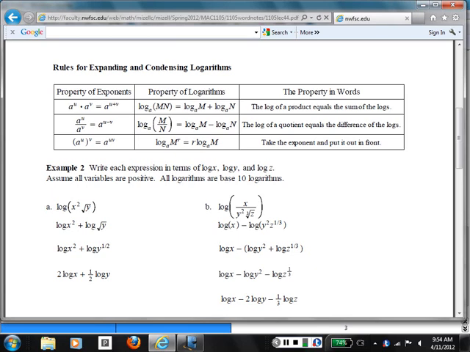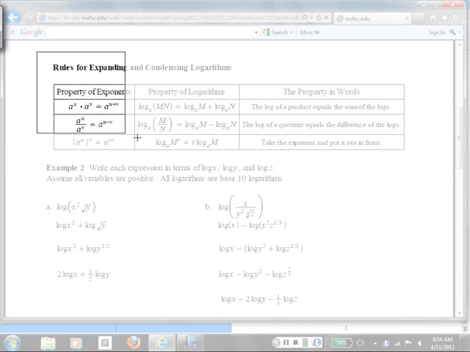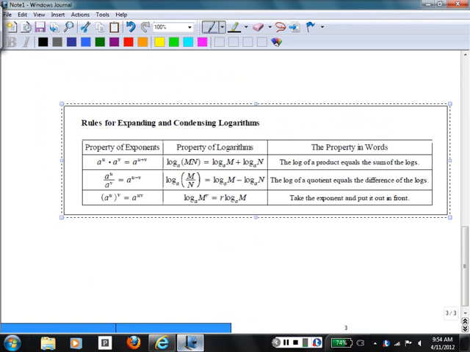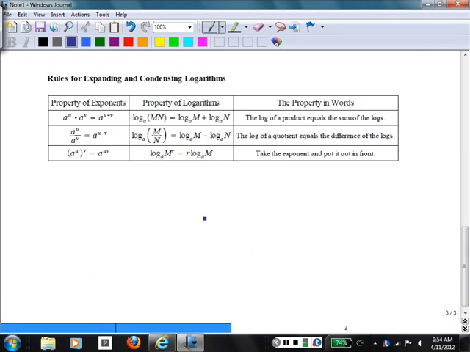And depending on the situation, you might need to go one direction or the other. So let's look at these rules for expanding and condensing logarithms, and I'll see if I can provide some examples of these as well. Properties of exponents. Hopefully these properties of exponents are familiar. If I have a to the third power, and I multiply that by a to the second power, then I get a to what power?